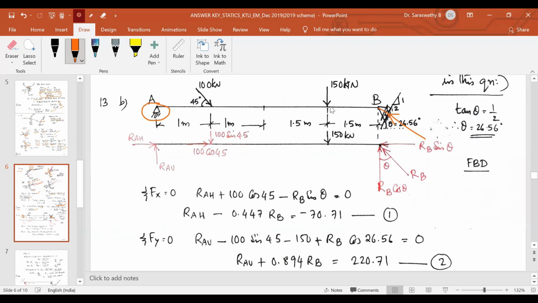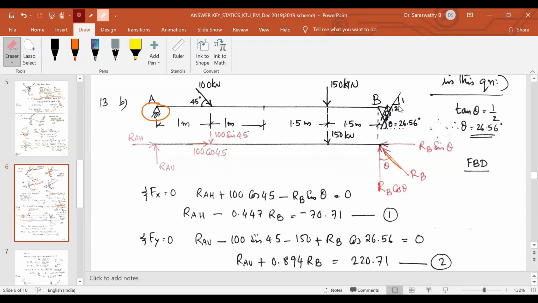So we draw the free body diagram, that is we remove the supports. At A, at the hinge RAV, RAH. In the roller, a reaction RB normal to the roller surface. So normal to the roller surface. So you have to get what is the angle. In this question, it is given the plane of the roller.